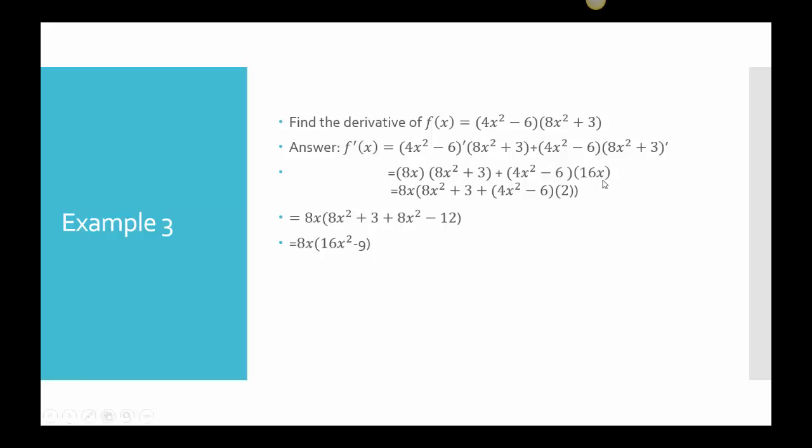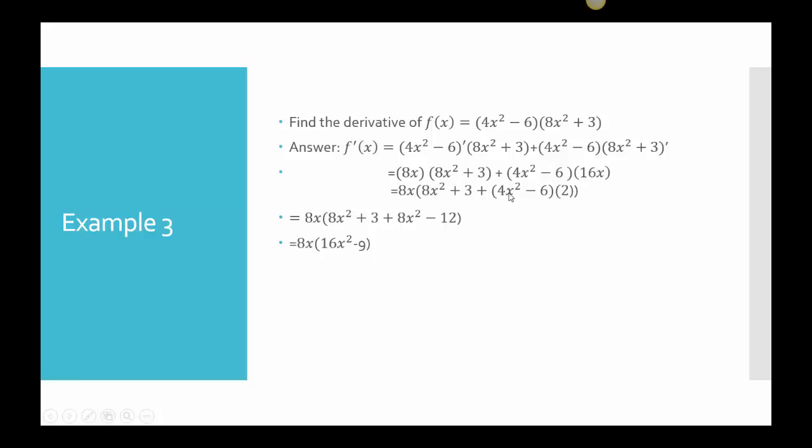I have a 16x here, so they both are a multiple of 8. They're both a multiple of x, so you can see that I just took the 8x out. So this 8x, I factored out here. Do you see I still have 8x squared plus 3? Then over here, when I divide by 8x, it would give me 2, and I still have this 4x squared minus 6. Okay. So the 8x squared plus 3 is fine.